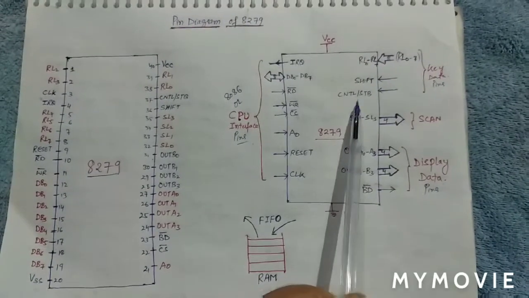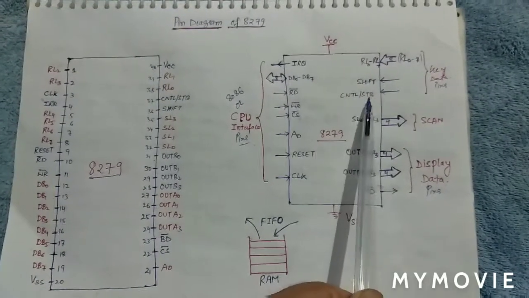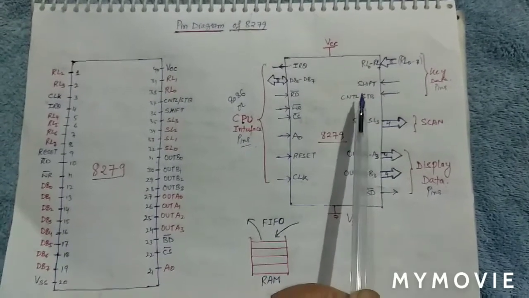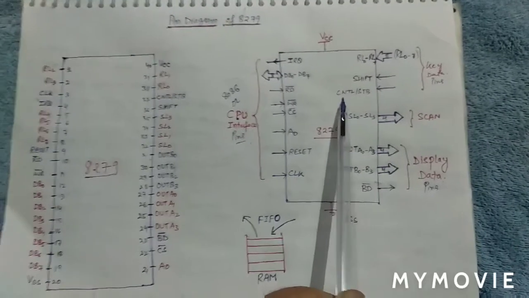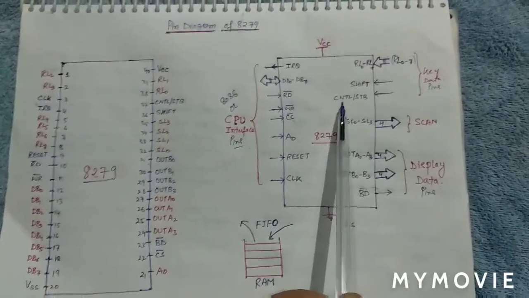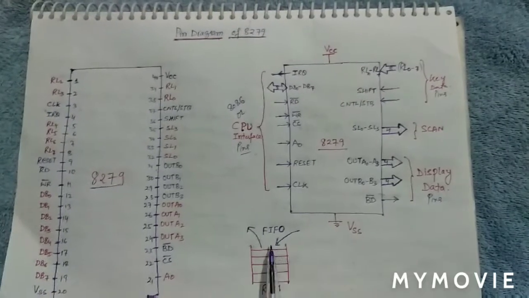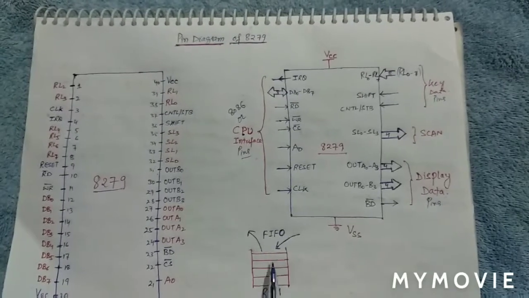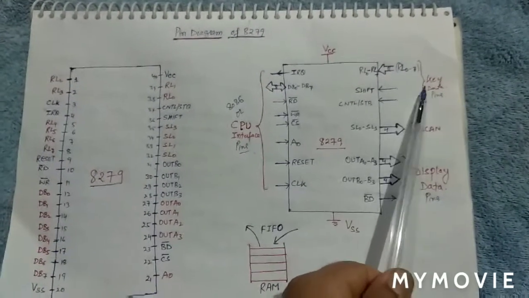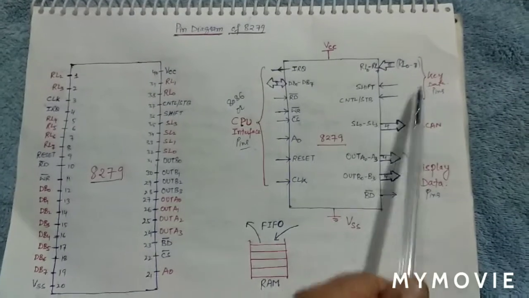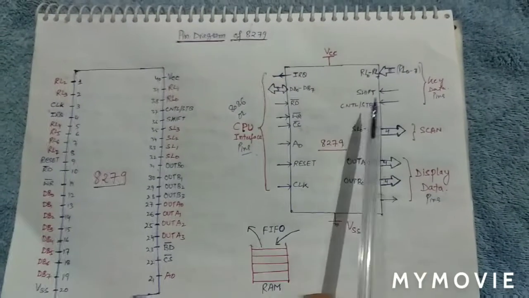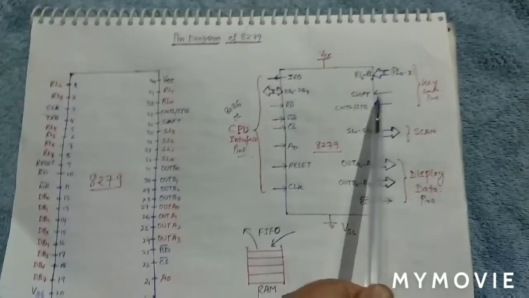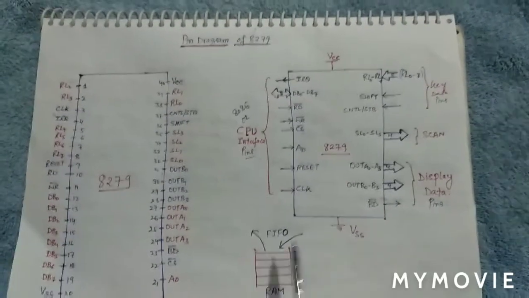Now the last section of pins is control and STB. These pins perform two functions in two different modes. The control pin is used to control the RAM operation for putting data into the RAM from the keyboard during keyboard mode, and the STB pin is used to control the RAM during strobe mode for putting data into the RAM.